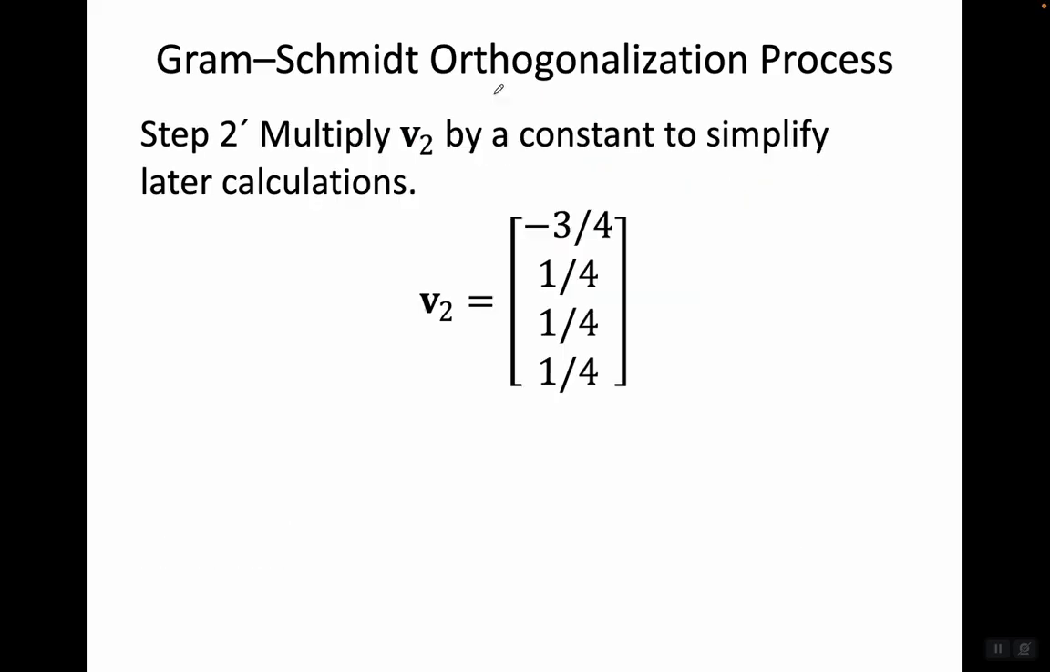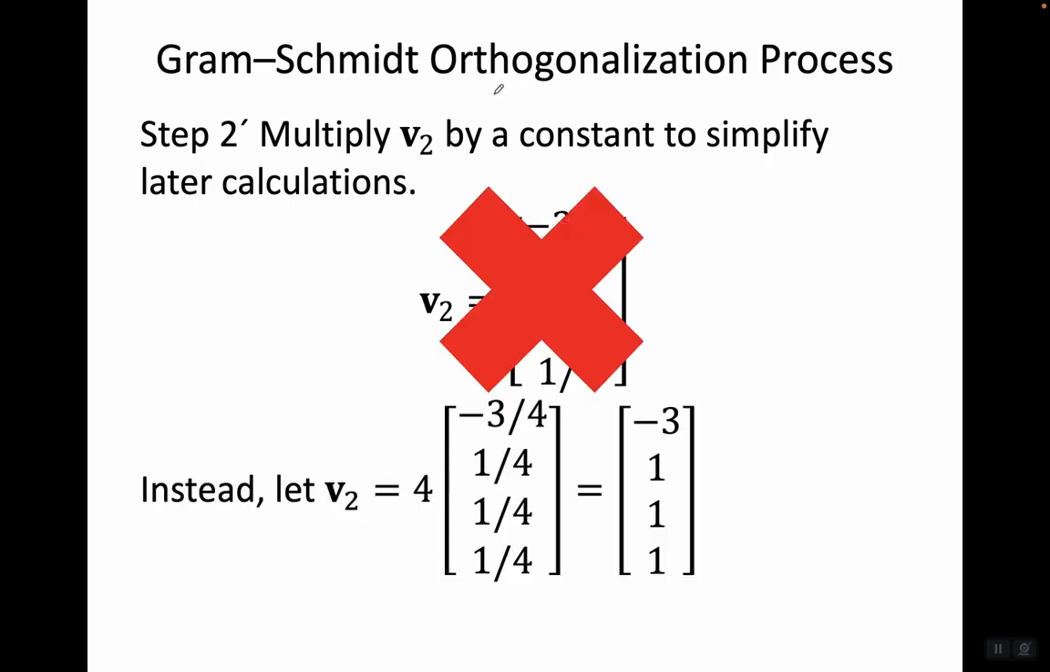Step 2 prime, multiply v2 by a constant to simplify later calculations. It doesn't matter how long v2 is, so we don't need to have these weird fractions in it. Instead, let's multiply by 4 so that we end up with negative 3, 1, 1, 1. Points in the same direction. It has a different length, but at least we get rid of those nasty fractions.